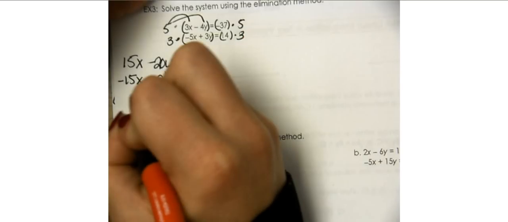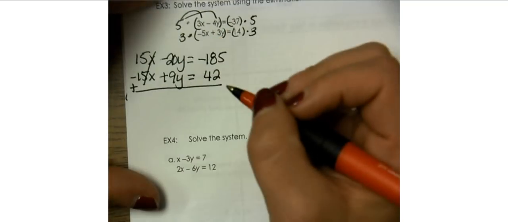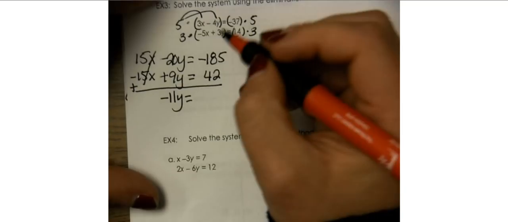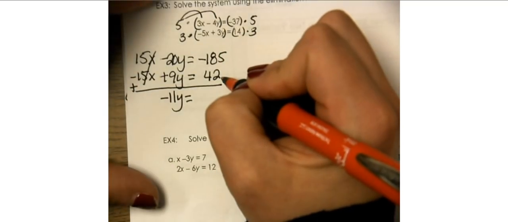At this step, we're going to add going straight down, and my x's are going to eliminate, leaving me with negative 20y plus 9y, which is equal to negative 11y. And this equals negative 185 plus 42, which is equal to negative 143. I'm going to divide both sides by negative 11. And when I do that, I find that y is equal to 13.